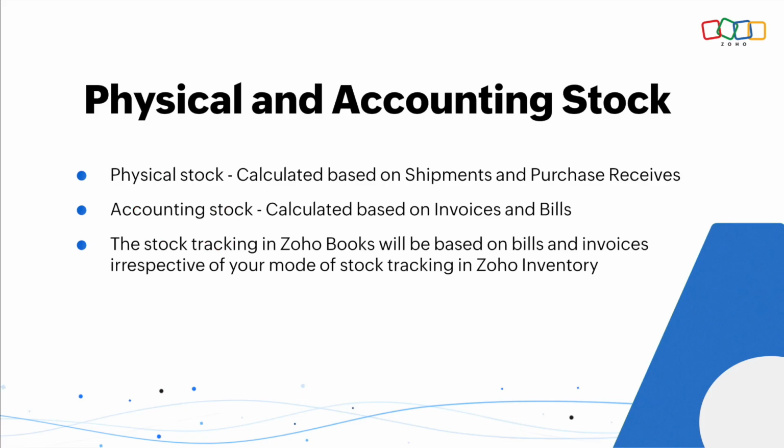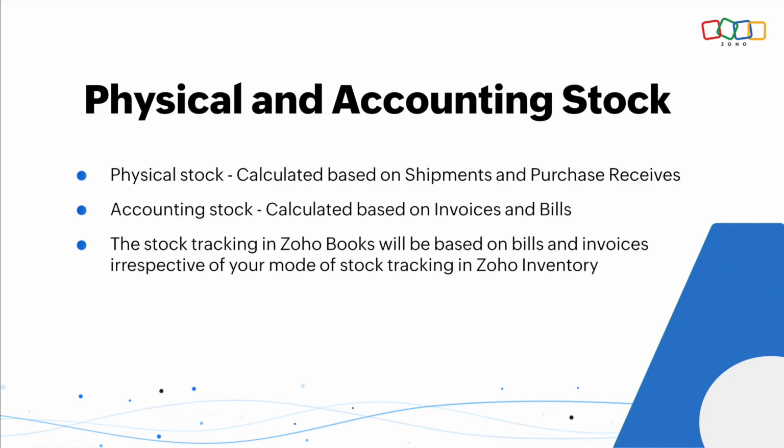So after integrating it, you will be able to see your stock management with respect to two different kinds. So these are physical and accounting stock. So what is physical stock? Physical stock is nothing but when you physically ship your goods from your place and when you physically receive the goods in your place. So that will be calculated based on the transactions like shipments and purchase receipts in Zoho Books. So these two modules we will be discussing in the later part of the session.